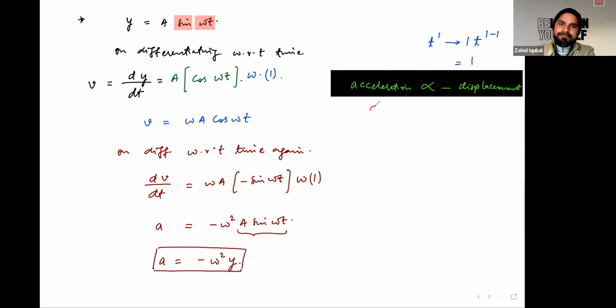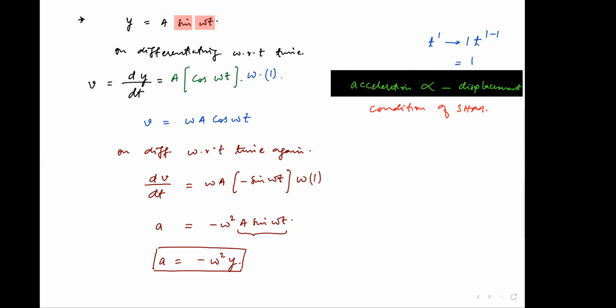So this is the condition of SHM. How do we prove a function is performing SHM or not? Just differentiate it twice. If you get this particular expression, then you will say it must be SHM. Salman, is it clear? Yes, sir, it's clear.